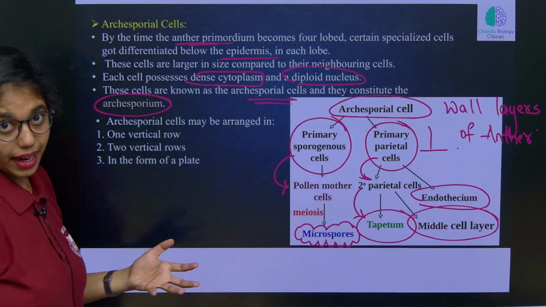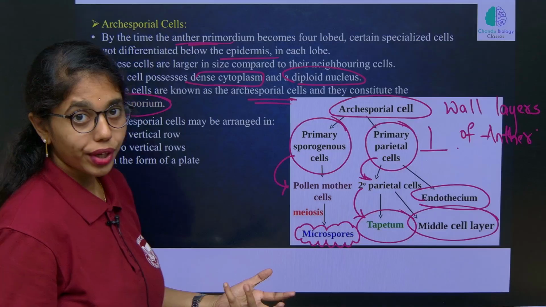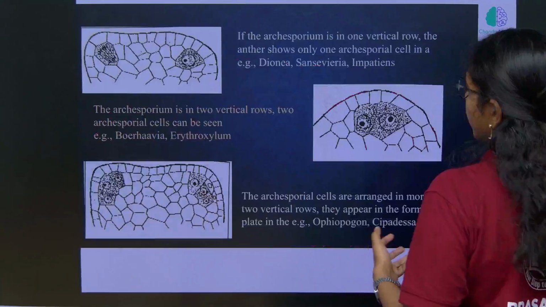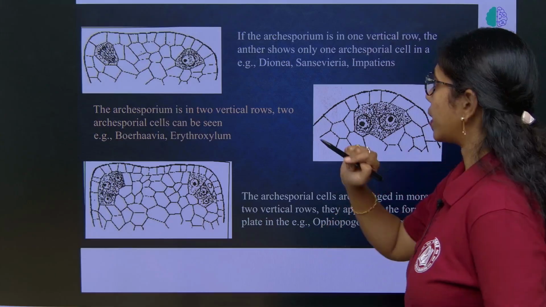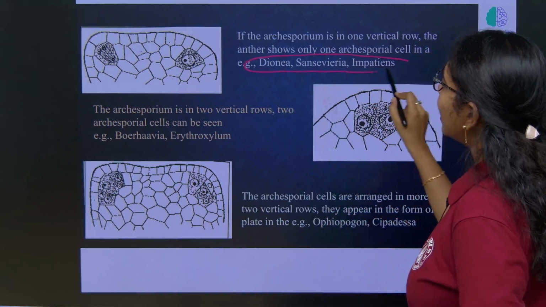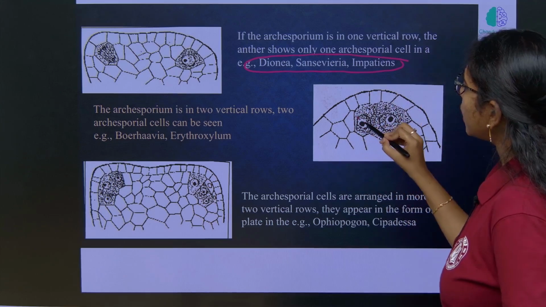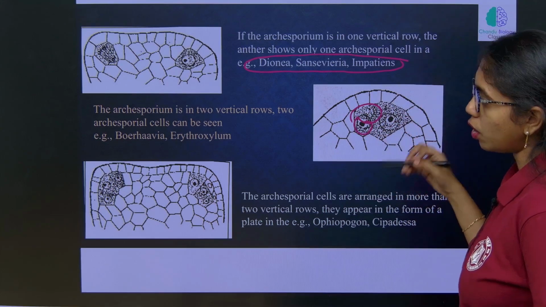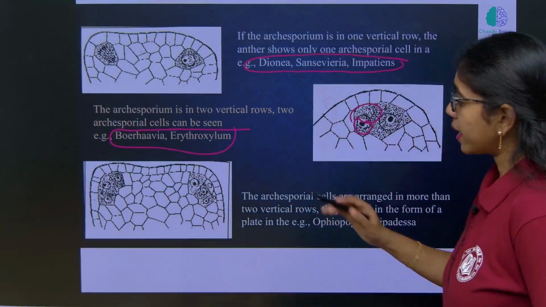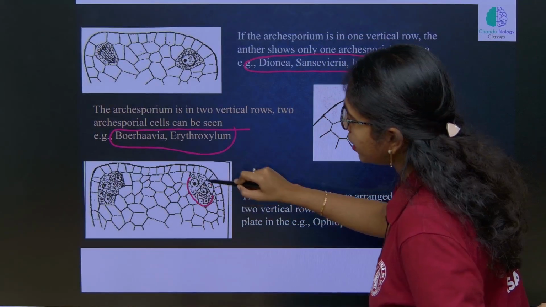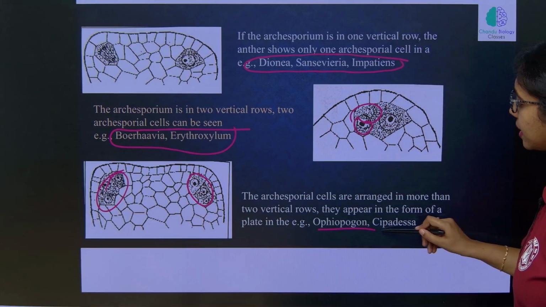Archesporial cells can be arranged in one vertical row, or in a few plants in 2 vertical rows, and in a few plants in 3 vertical rows. Archesporial cells arranged in only one vertical row can be seen in Dionia, Sansevieria and Impatiens. If archesporium is arranged in 2 vertical rows, you can see it in Boerhavia and Erythroxylum. Archesporial cells arranged in 3 vertical rows can be clearly seen in Ophiopogon and Cephalandra.